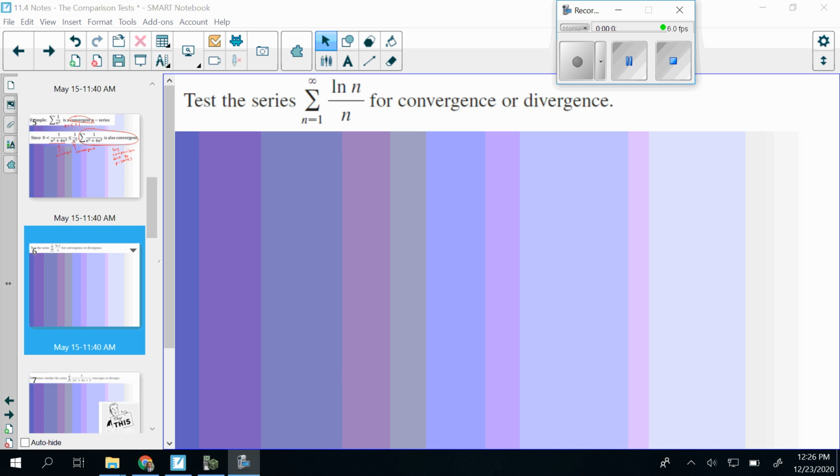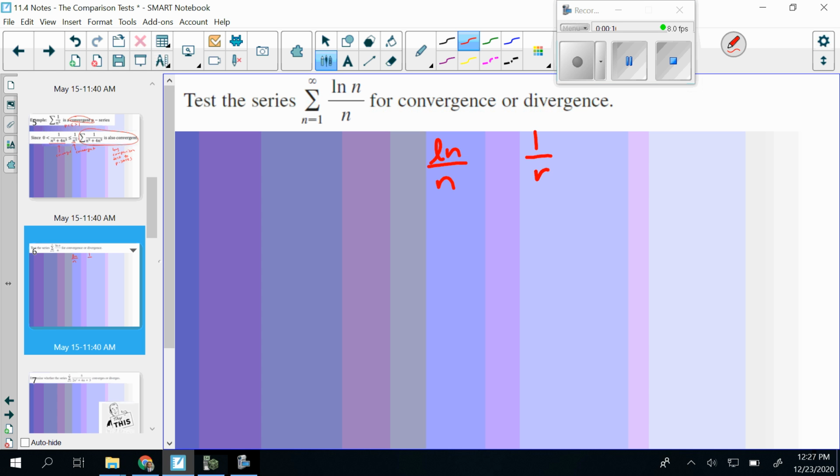All right, here we're asked to see if this series is convergent or divergent. It's natural log n over n. Well, this one looks like maybe we could compare this series to just 1 over n, the harmonic series, because it's very similar except for that natural log of n on top. So what do we know about 1 over n? That's the harmonic series.